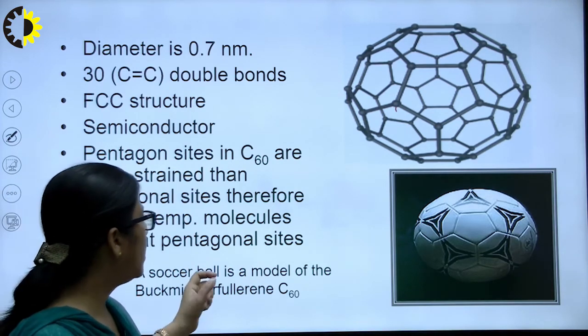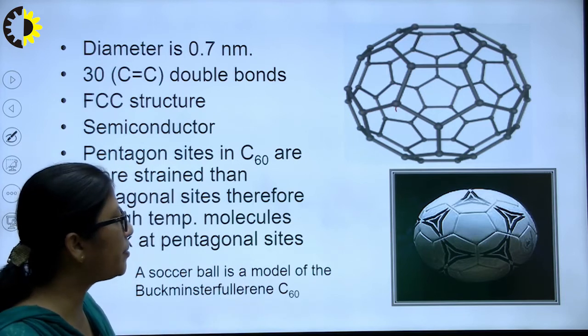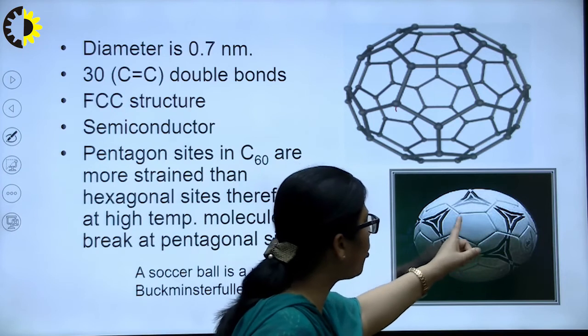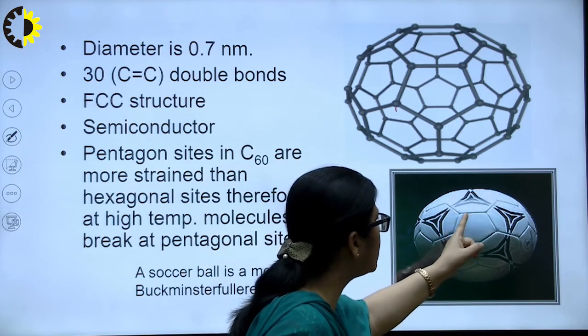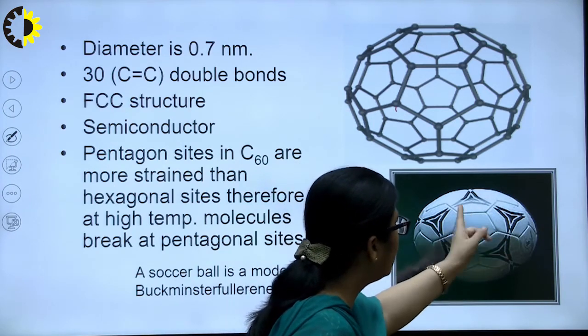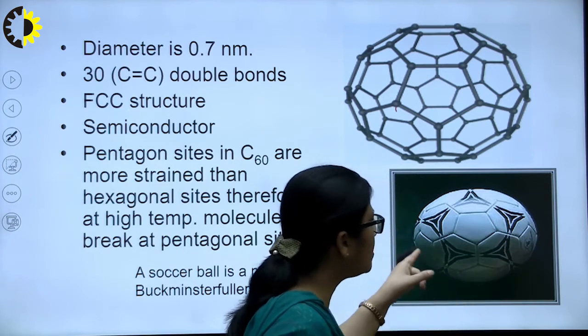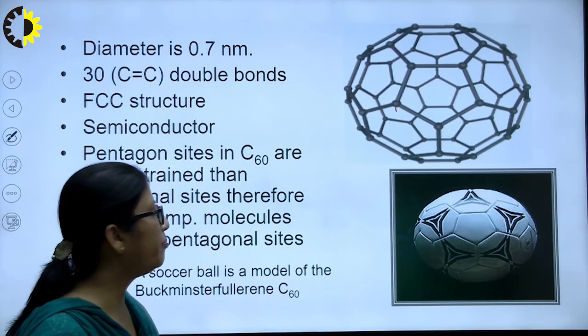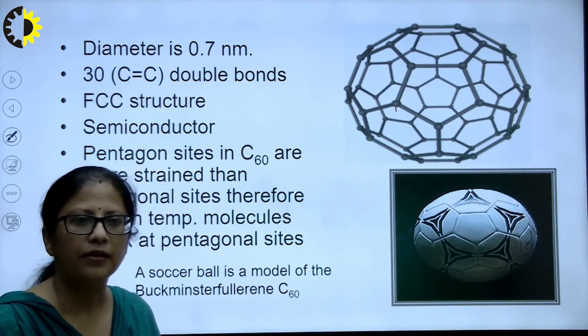So a soccer ball is a model of the Buckminster Fullerene C60. Here in the C60 soccer ball, you can see a pentagon in the center, then the hexagons, and then pentagons and hexagons. So this is a model of Buckminster Fullerene.